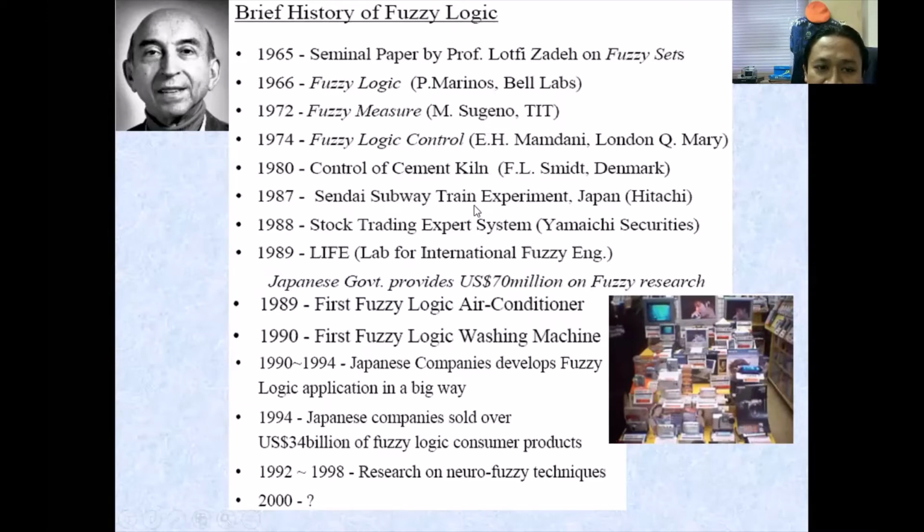But from 1990 to 1994, the Japanese government provided 70 million for fuzzy research. So fuzzy logic increased in a big way in Japan. Why did it happen? Because the founders of fuzzy logic, Marinos, Lotfi Zadeh, and Mamdani, are from Europe. So it's not from Japan.